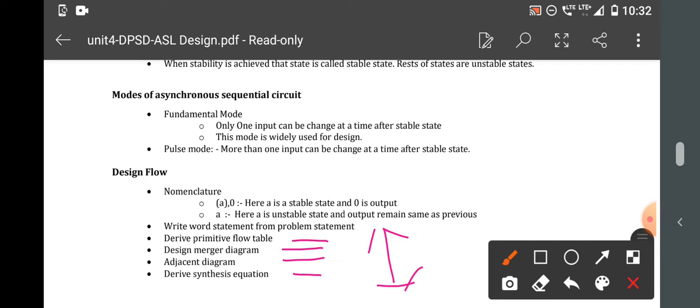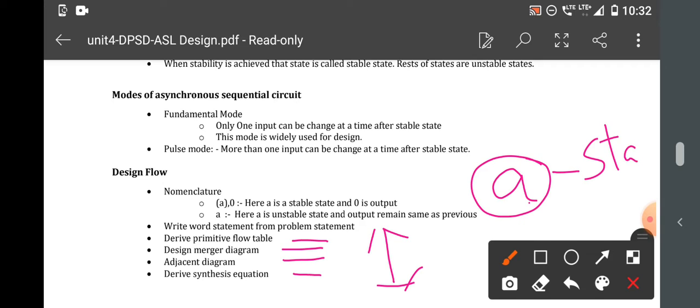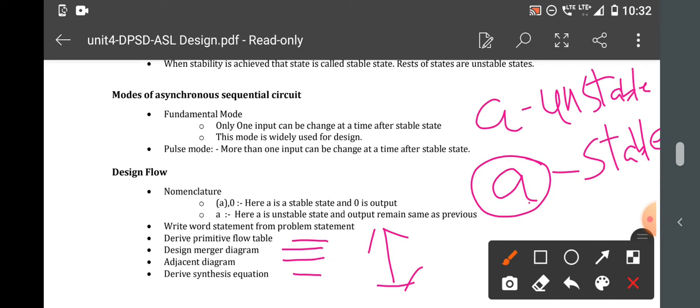And always make sure that the nomenclature followed in this steady state condition, as I told you, stable state conditions are always denoted by a variable and it should be encircled. This is the stable condition. If it is an unstable state, we mark only the variable. There is no encircling. So this is how we represent from the flow table itself. If you have an encircled one, you understand that it is a steady stable achieved condition.